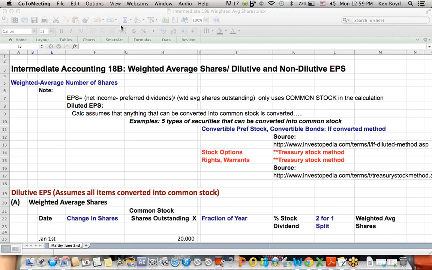Intermediate Accounting 18B: weighted average shares, dilutive and non-dilutive securities.